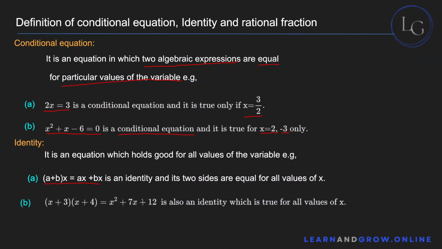Similarly, you have over here this equation. Once you multiply this bracket and this bracket, the components inside the brackets, you get this quadratic equation. So basically the left hand side and the right hand side will be true for all values of x. They will be equal for all values of x. So this is also an identity.